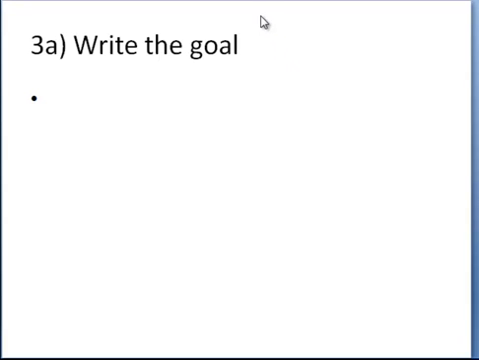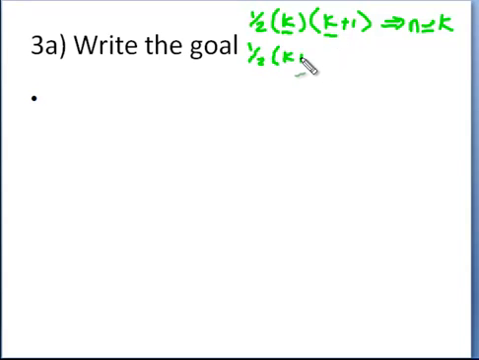We started out assuming that 1/2 k times k plus 1 was the sum for n equals k. So when we go with k plus 1, we're going to replace every k with k plus 1. So we get 1/2 times k plus 1 times k plus 1 plus 1. That's the same sum with k plus 1 substituted in for the k.